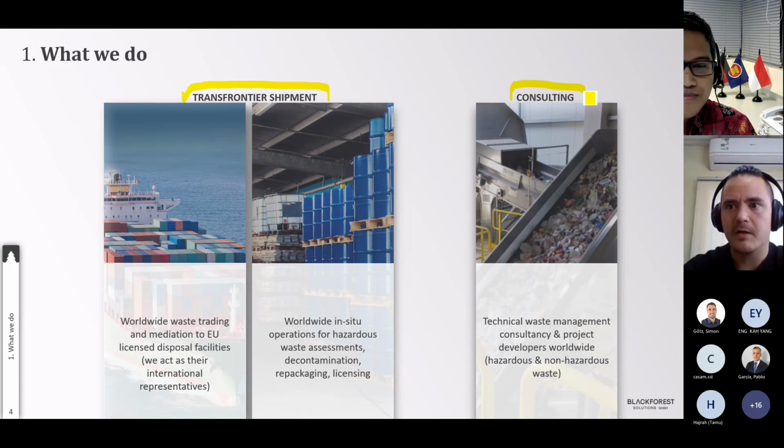And this is where the second part kicks in, the consultancy part. So BlackForest Solutions is a technical consultancy for hazardous waste, but also non-hazardous waste, like marine litter, like electronic waste, and others. And we have our headquarters in Berlin, Germany, but we also have offices in Rio de Janeiro in Brazil now. We opened one branch in Mumbai last week, and we have a seat in Dubai in UAE.